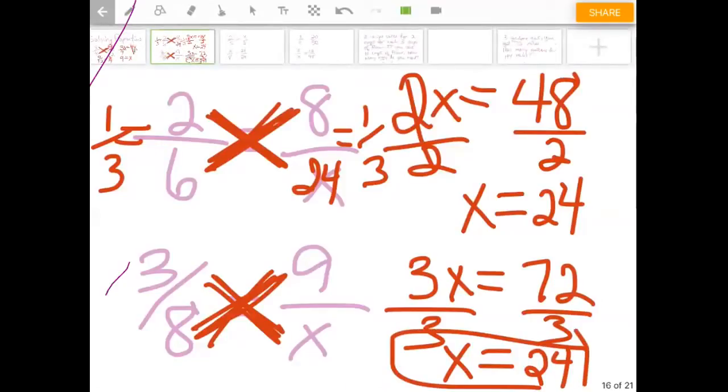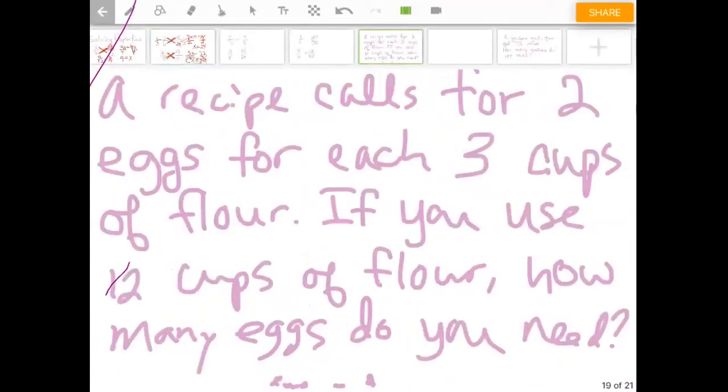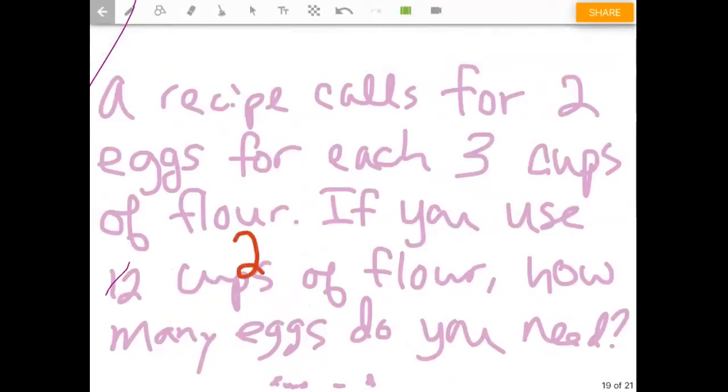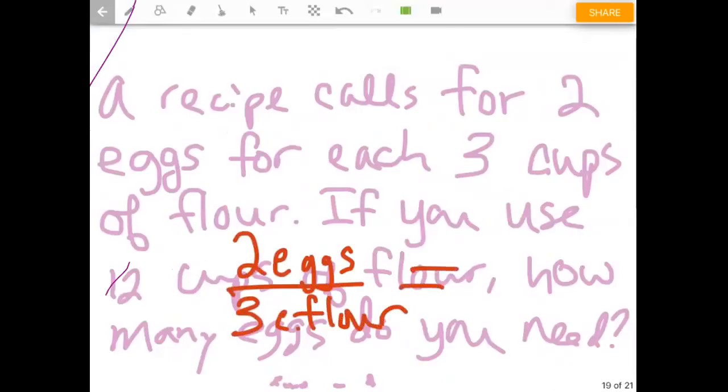So proportions can be useful when you want to solve real life problems, basically. So let's look at this question. It says a recipe calls for 2 eggs for each 3 cups of flour. If you use 12 cups of flour, how many eggs do you need? So we're going to set up a proportion. So it says you need 2 eggs for every 3 cups of flour. So we want to know if you use 12 cups of flour, how many eggs?